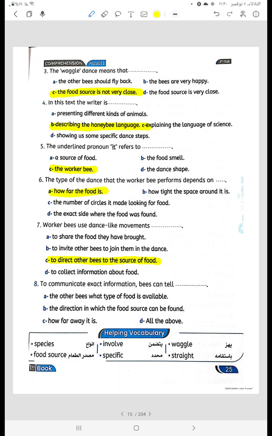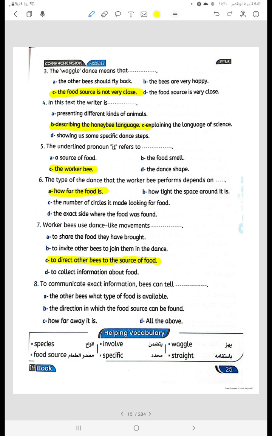To communicate exact information, bees can tell the other bees what type of the food is available. The direction، لا طبعا the direction in which the food source can be found. How far away it is ولا all the above. They communicate the exact information. Bees can tell.